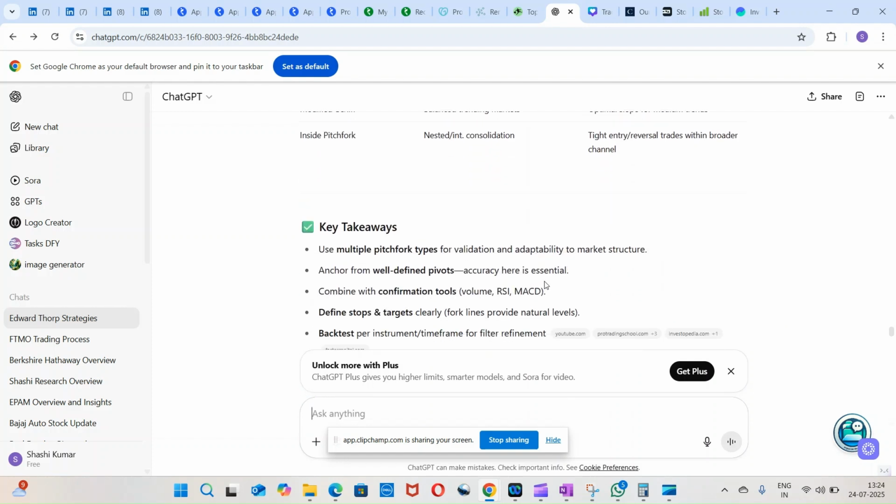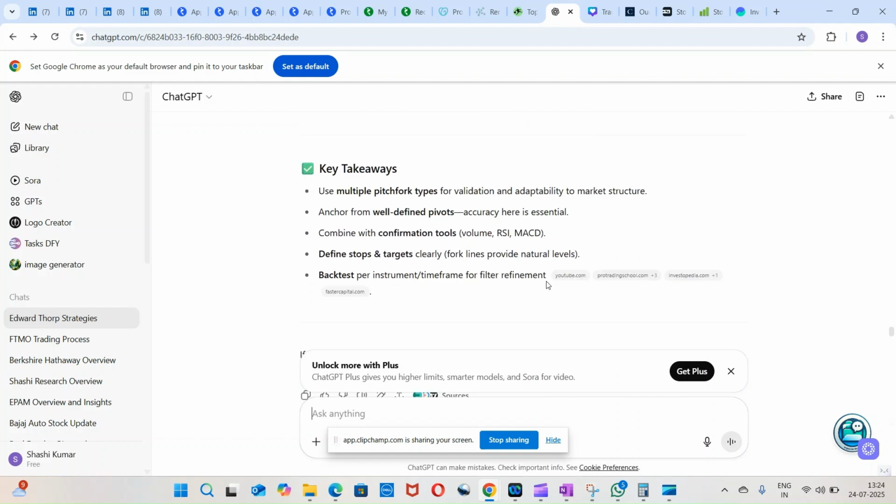So that's the Pitchfork, and key takeaways are, we can use multiple Pitchfork types for trading, mean reversion as well as trend continuation and support and resistance trades, with confirmation tools like RSI, MACD, and with a defined stop loss and target.